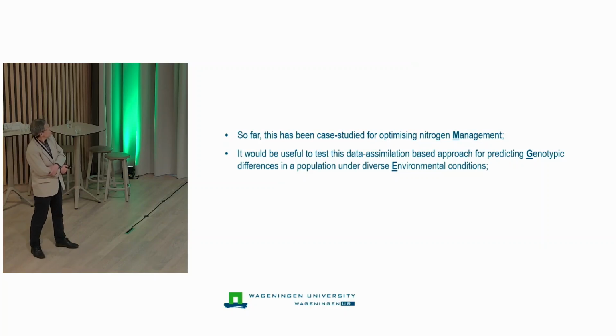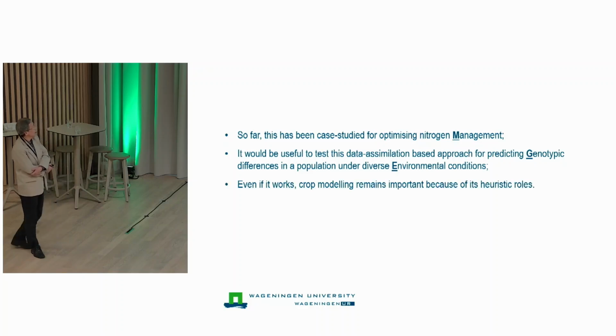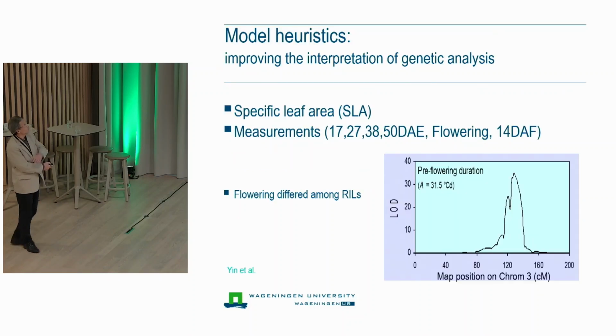We hope that this approach could also be used to predict the G by E element, and hopefully it is successful. But a statement here is that even if it works, as crop physiologists, we believe crop models remain an important tool because of their unique feature in heuristics. I am just using one example for this, for QTL mapping of SLA.